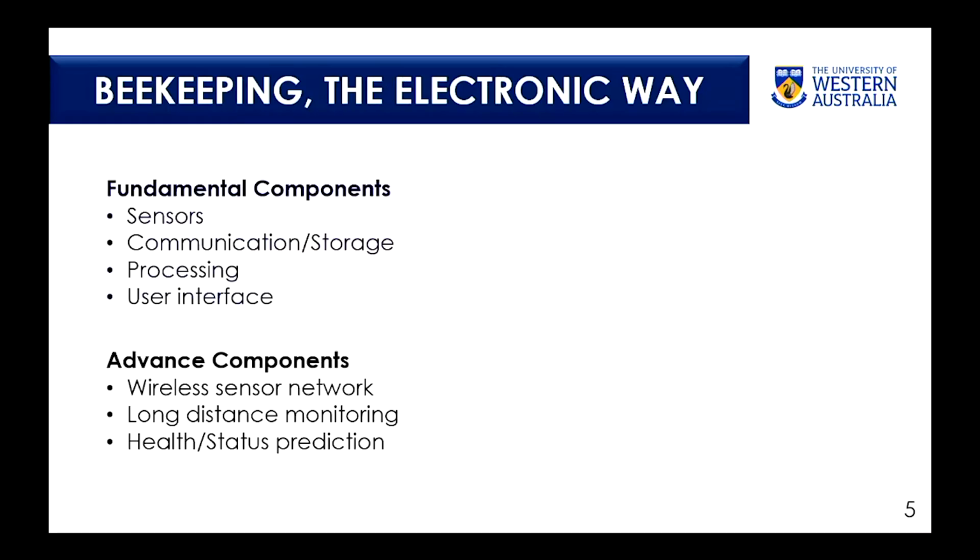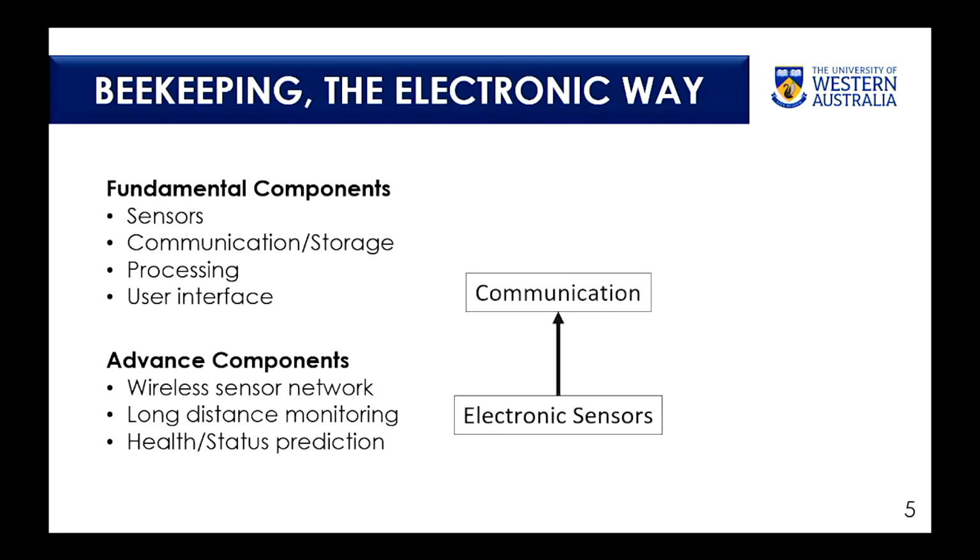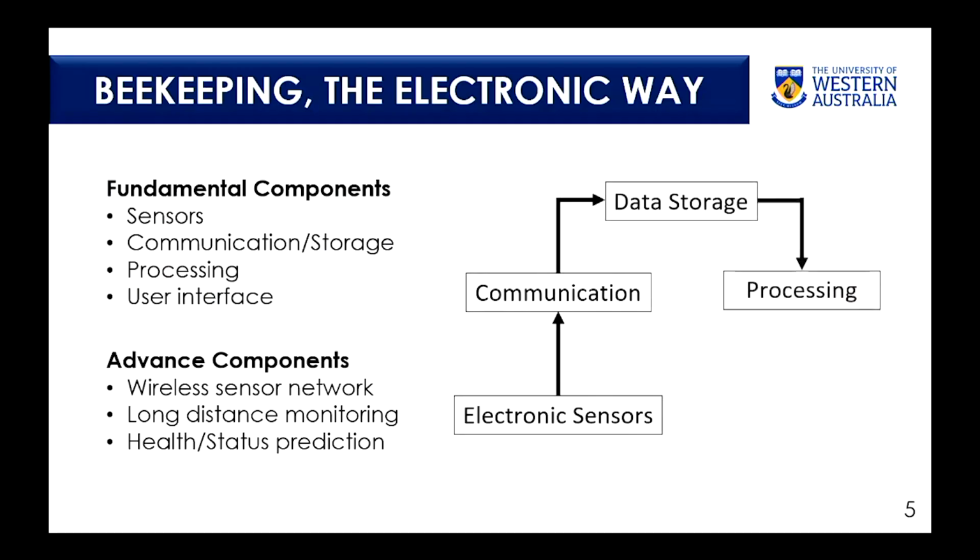Coming to the electronic method of beekeeping, there are some fundamental components. We have some electronic sensors which are placed inside or around a beehive. These sensors collect data which has to be communicated and then stored. Then we process this data, and in the end we have a user interface where the beekeeper can access this information.